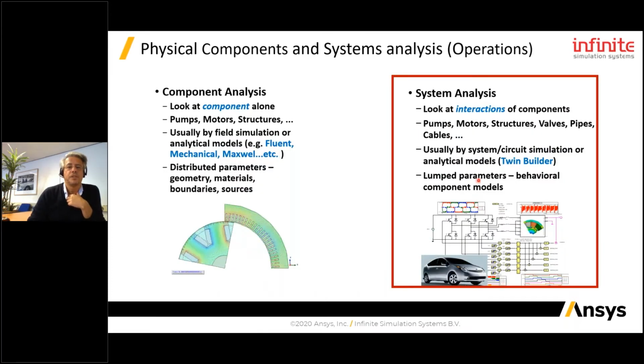This is an example of such a digital twin. For instance, first of all, you are looking only at your components separately, and you can use field simulation or analytical models like fluid mechanical and Maxwell solutions. But if you look more closely, then you can build from those different components one system which represents reality. And that's called the Twin Builder. So you use real data and you connect different components in a system, so you get a total overview of your system. Next slide, please.